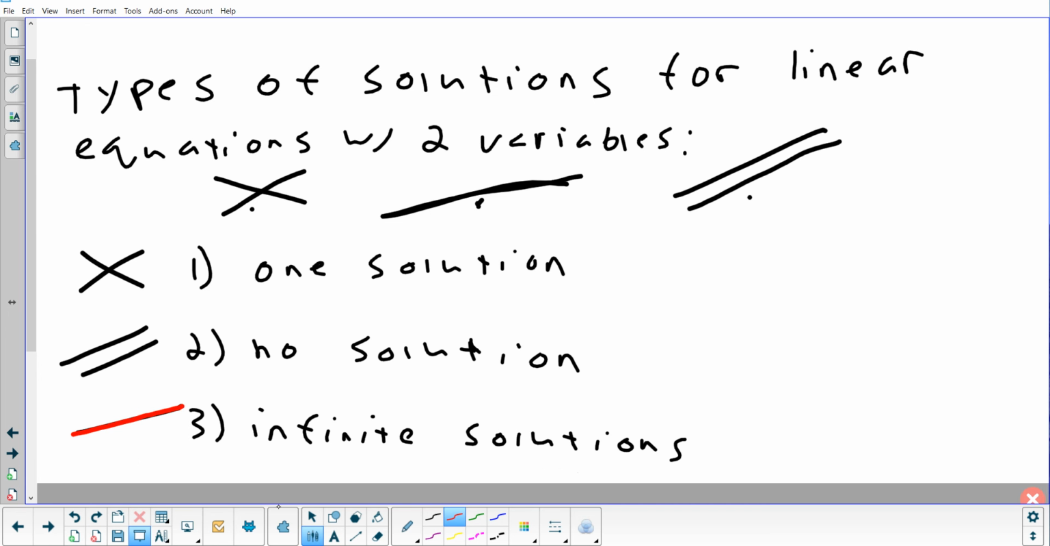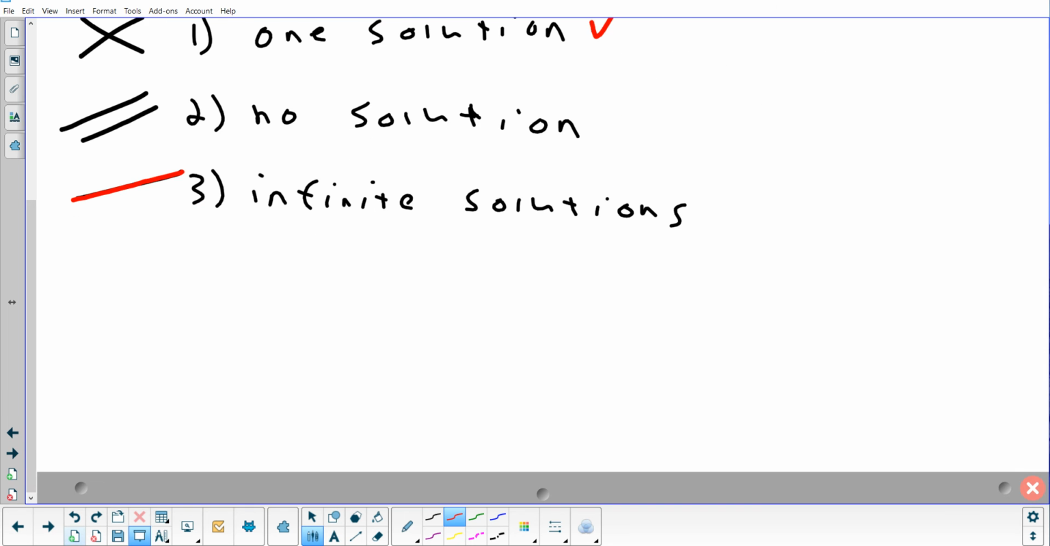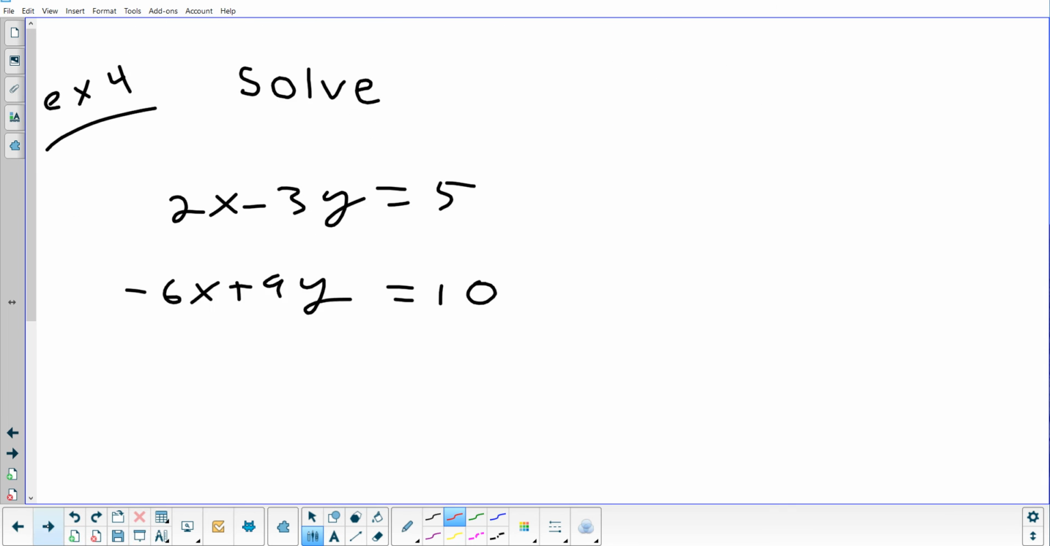So let's try a problem and keep those in mind. We've already done this case. The last problem was a one solution problem. Let's try one of these other ones. Okay, so this is another one that you really want to do with elimination. And this time, I don't think you're going to have to multiply both equations, just one of them.